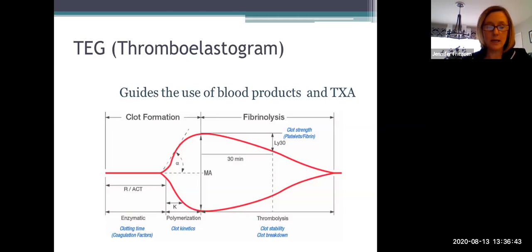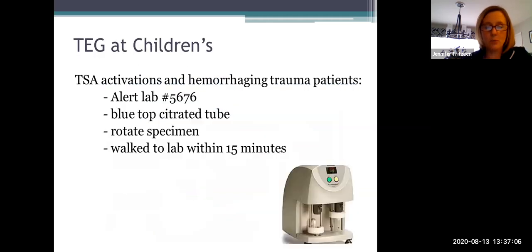From how long it takes the clot to form, to how strong the clot is, to when it starts to lyse. And based on the diagram that you see and what it looks like, it tells us to give FFP, give more platelets, give TXA. And so it really could guide us so we don't have to just be guessing with that massive blood transfusion 1-to-1-to-1 protocol. Now, there are some problems.